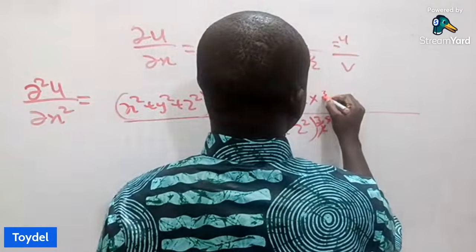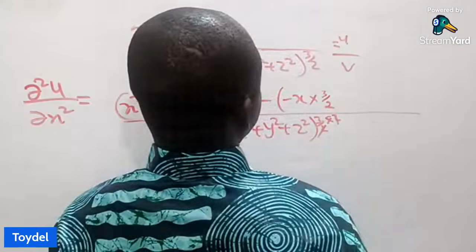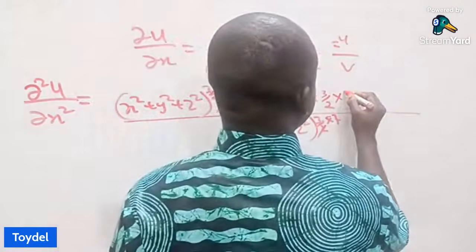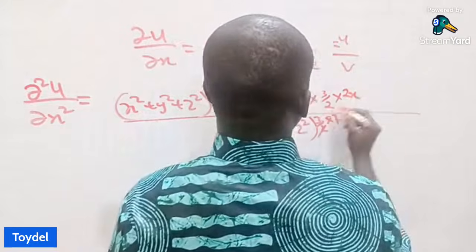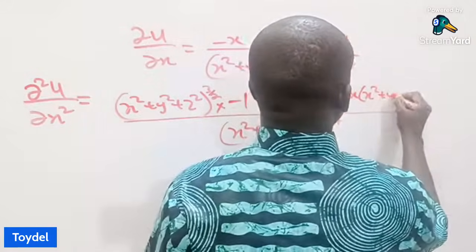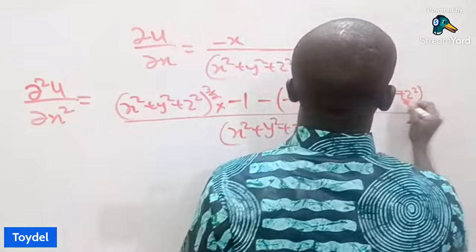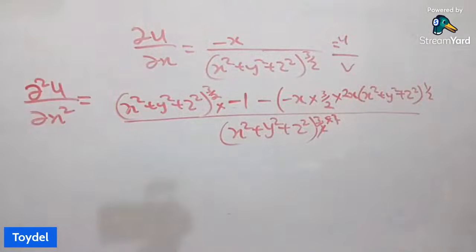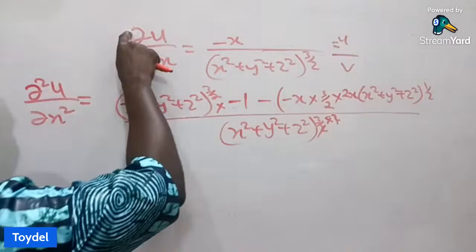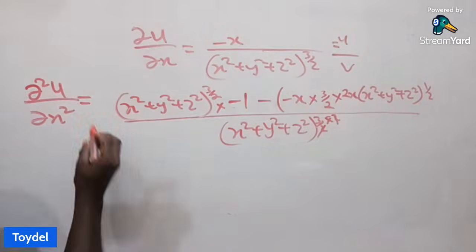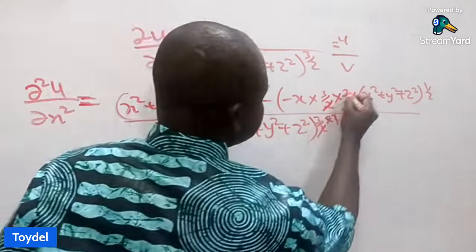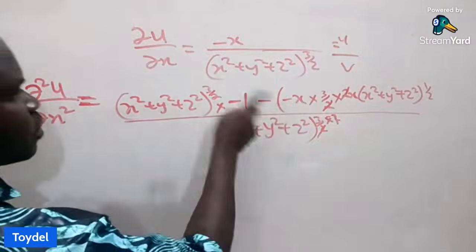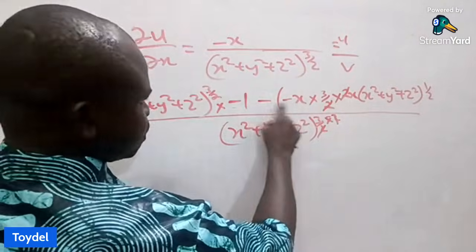There will be 3 all over 2, multiplied by, when I differentiate this with respect to x, 2x into bracket x squared plus y squared plus z squared minus 1 raised to half. That's what I'm going to have. So if I apply the quotient rule on this, I'm going to get this. Then, of course, this will take care of this. At the end of the day, I'm going to get minus here, but I want to rewrite it. Minus times minus is plus.